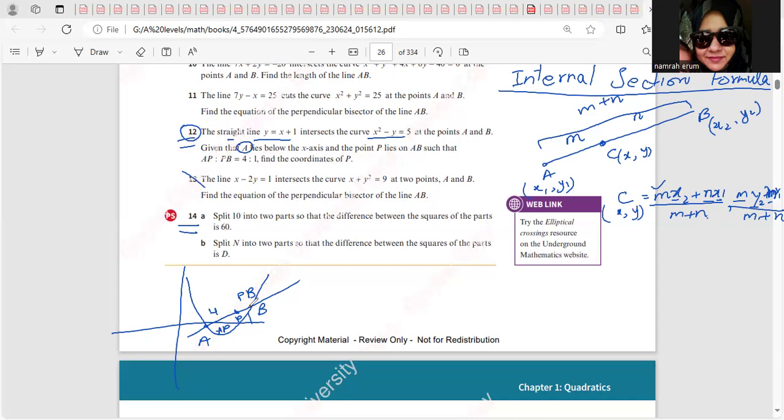So we are going to apply this internal section formula over here. But first of all, we need to solve the graph and the straight line simultaneously to find AB. Can you quickly solve it and tell me what are the coordinates of A and B?